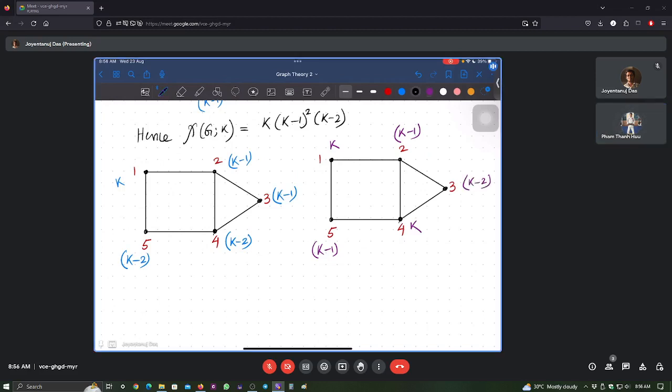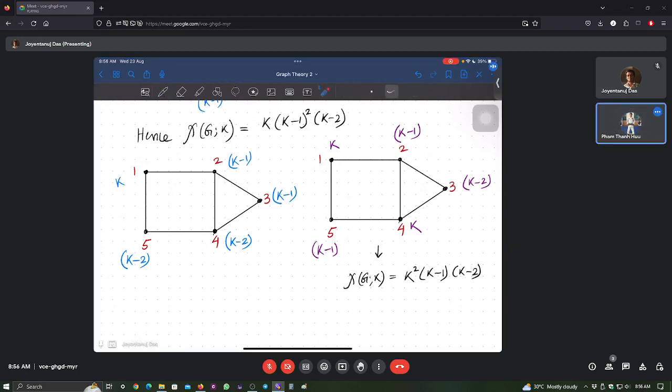So from here what we get is that the polynomial is k squared into (k minus 1) squared into (k minus 2). This is a valid way of doing the coloring, right? So this will be the result. This will be the polynomial.